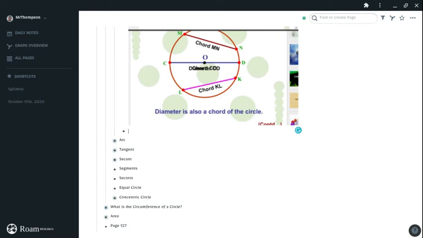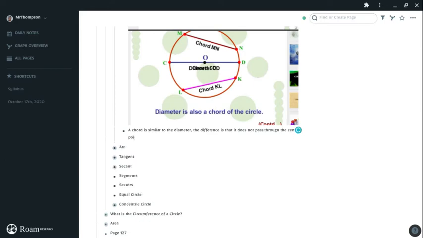Right. So look at this for me. A chord is similar to the diameter. It just doesn't have to pass through the middle point or center point. The difference is that it does not pass through the center point.